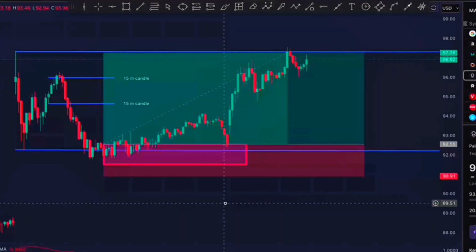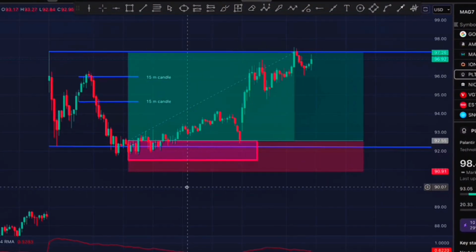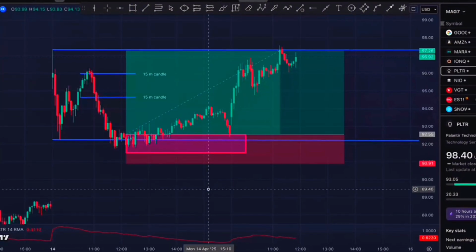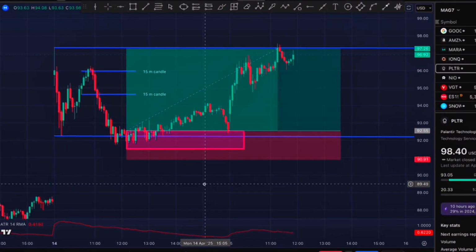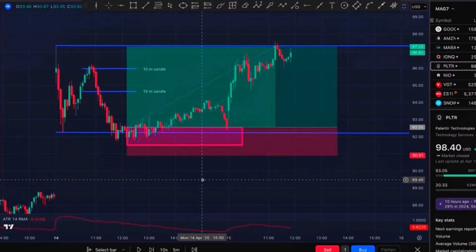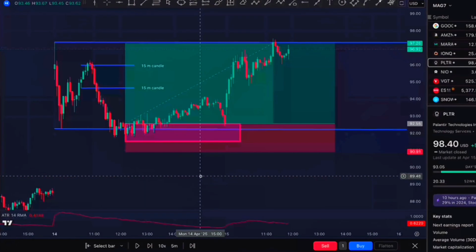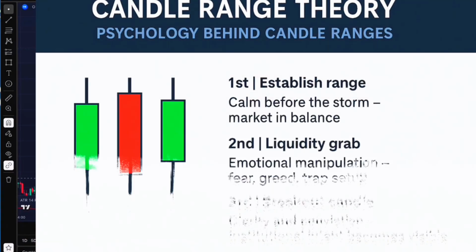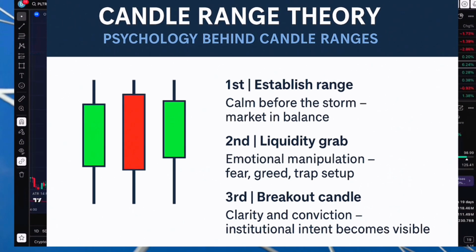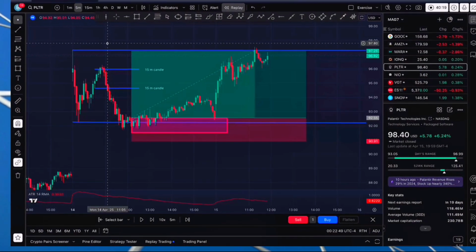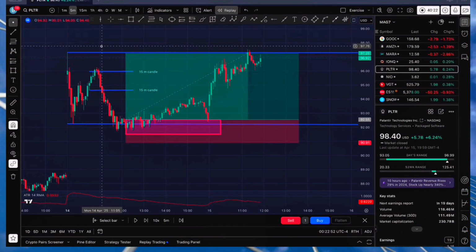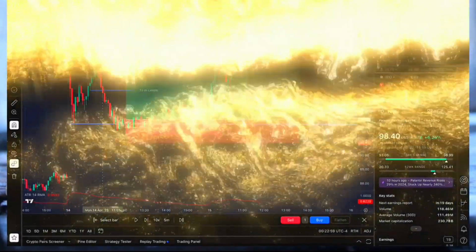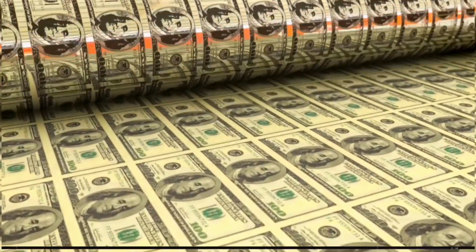So just to recap what we have seen: the first thing is we have to set up the three candles. The higher time frame gives us the structure, and the lower time frame gives us the confirmation. And remember that CRT is not about prediction. CRT is about following the blueprint left by big money.